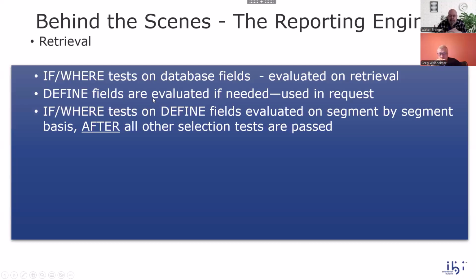Once we calculate the defined fields, then we go back and recalculate if and where tests only on the defined field. Okay, this is very important because if you're looking for efficiency and it's a focused database or a flat file, so I'm talking non-relational right now, if you can get rid of the row or the record based on a database field, it's going to happen at this first step.